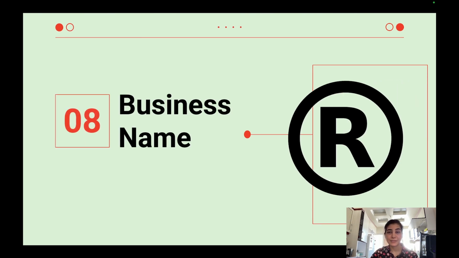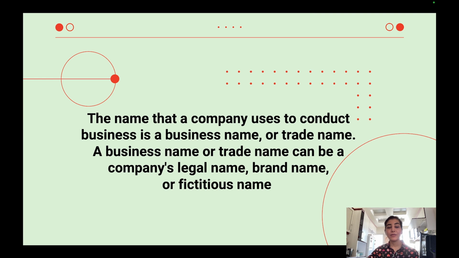Number eight, business name. The name that a company uses to conduct business is a business name or trade name. A business name or trade name can be a company's legal name, brand name, or fictitious name. For example, imagine Apple or Disney. Apple and Disney are brand names. The company can use other names for its company, while others may decide to call their companies by the name of the brand. For example, the name of the company Google is different from the name of the brand. The brand is Google and the name of the company is different.